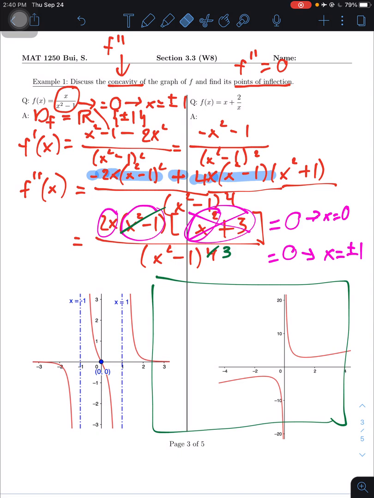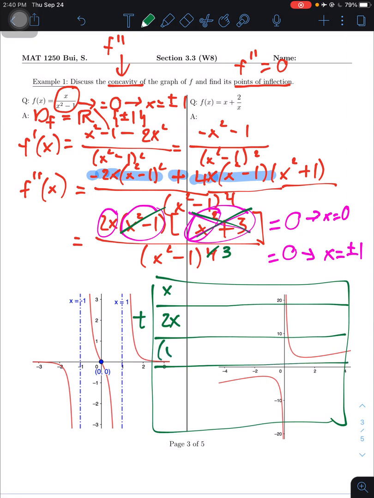Okay? So now back to the table of signs here. The first line here is for the x value, and then the second one in here would be for the top part, which is just 2x, because I told you guys you can throw away this one. That's for the top part. So let me put t for top. And then the bottom part, it is x squared minus 1 cubed. Bottom part.